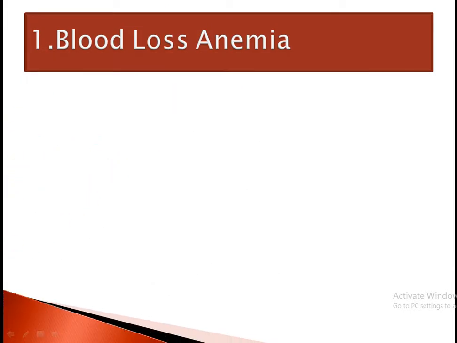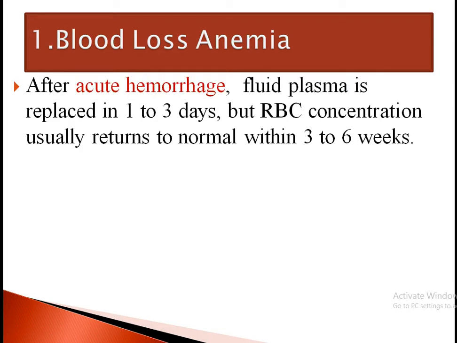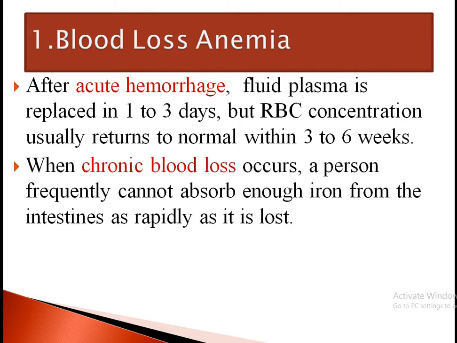Number one is the blood loss anemia. After acute hemorrhage, fluid plasma is replaced in 1 to 3 days. But RBC concentration usually returns to normal within 3 to 6 weeks. This type of the anemia may be due to the acute hemorrhage or may be due to chronic hemorrhage.